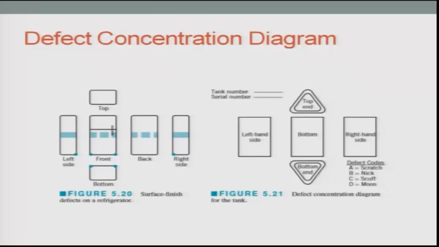So, defect concentration is a diagram; I am just considering it from the diagram point of view. In the diagram which you are considering, the tank is shown from the top view, the left side view, the back, the front, and the right side, and the defects are marked. Based on that, you find out the number of defects, and the defect codes are done for A, B, C, D, or say 1, 2, 3, 4, depending on how you want to implement the overall system of defects and analyze the defects of the tank.